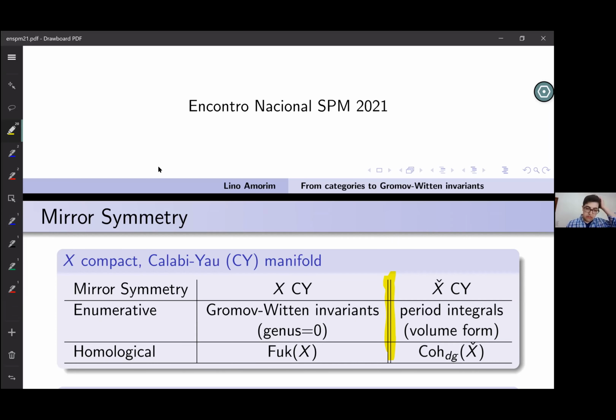So later on, Kontsevich came along, and he proposed what we call homological mirror symmetry. And he said that other things should hold, namely that some categories should be derived equivalent. So for X, if you take the Fukaya category of X, that's a category that only depends on the symplectic structure on X, and objects are, roughly speaking, Lagrangians in X, it should be derived equivalent to some, so this DG here stands for DG enhancement, you can ignore that, category of coherent sheaves in the mirror. Okay, so these two categories should be derived equivalent.